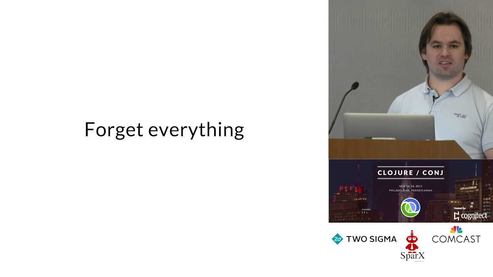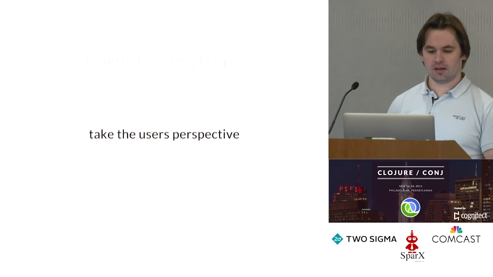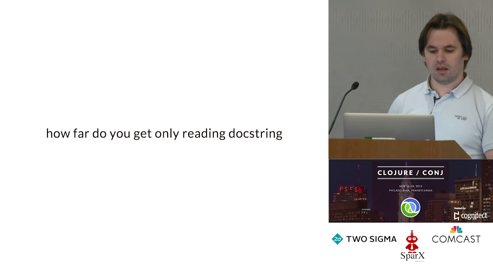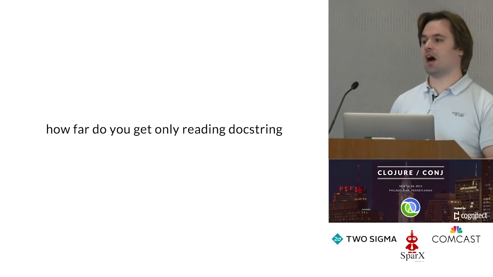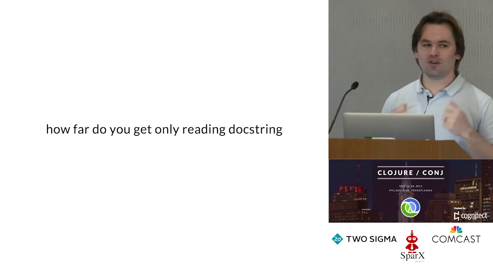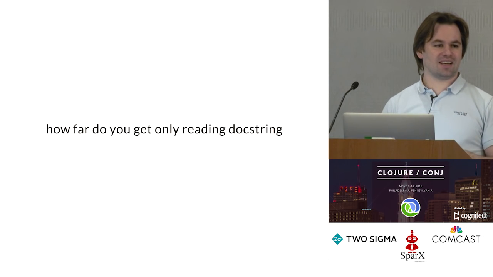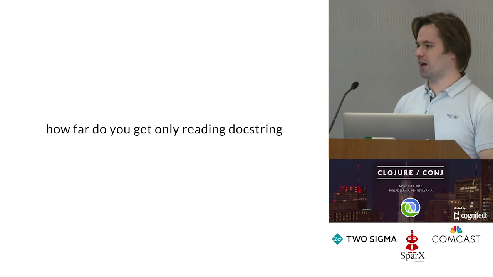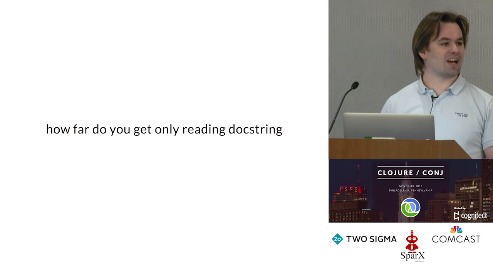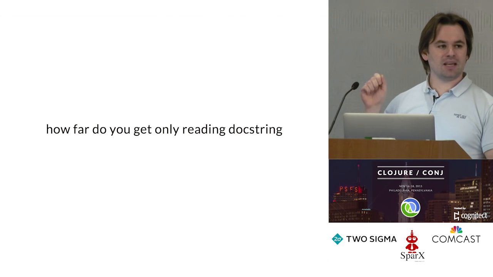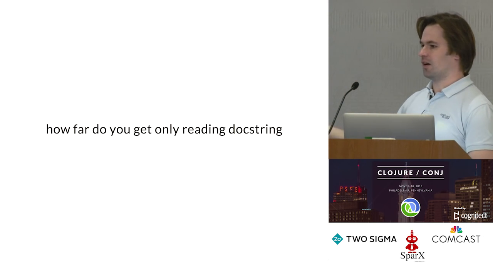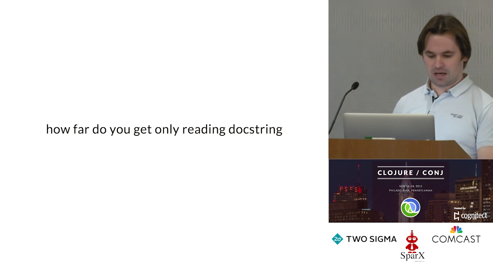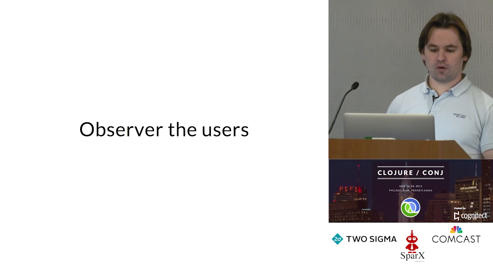So my recommendation as an API designer: forget everything. Take the user's perspective, assume nothing, and look how far you get only, for example, reading the doc strings. This is hard because you know the library so well and you know how to do it. But try to be like a new user of your library, or actually find a new user of the library, maybe a coworker, and make him or her write down what's wrong and where are the bad pieces of your API. And then observe the users.